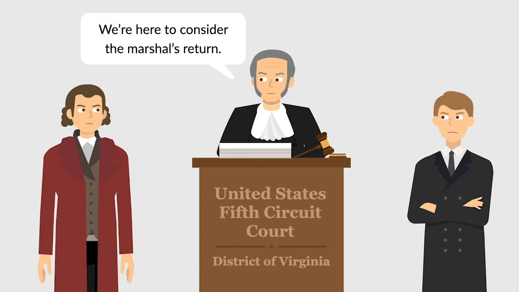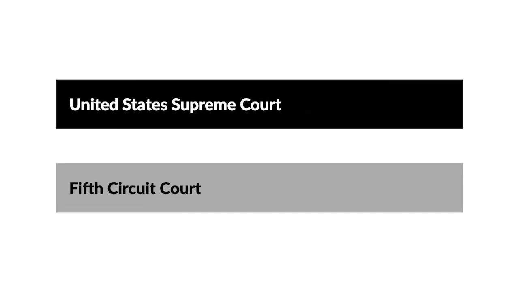In December, the marshal's return was considered by the Court of the United States for the Fifth Circuit in the District of Virginia, a court created by the 1802 Judiciary Act. Chief Justice Marshall, riding circuit, presided as a trial court judge. Stuart argued that the Fifth Circuit Court couldn't proceed on a judgment and execution issued by the Fourth Circuit Court, a court that no longer existed.